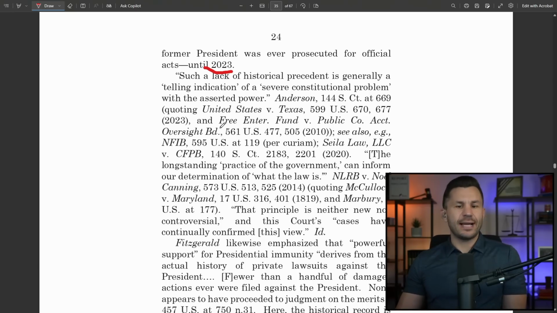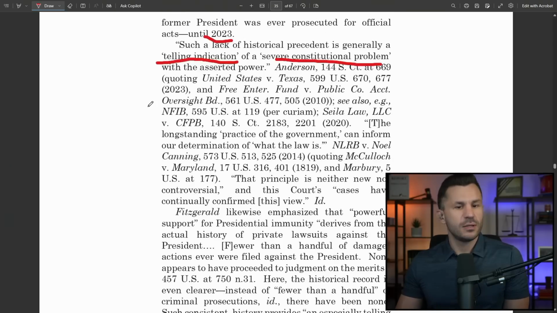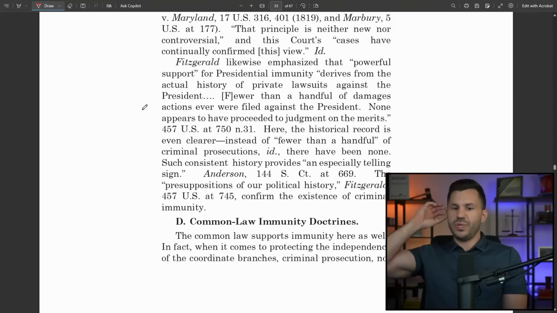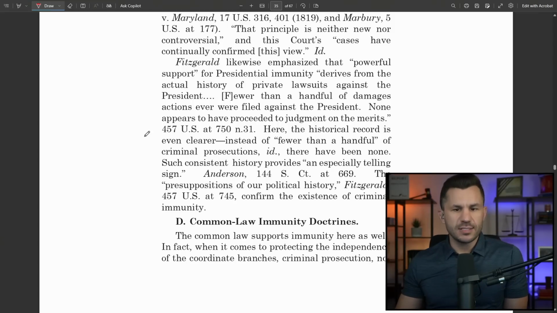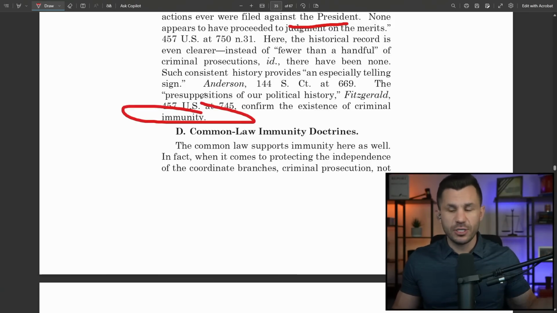Now, such a lack of historical precedent is generally a pretty telling indication of a severe constitutional problem with that new asserted power. A lot of smart people have come before Jack Smith. A lot of people have thought, can we take this person out? But no one's ever actually done it because our country is being commandeered. Fitzgerald also likewise emphasized that powerful support for immunity also derives from the actual history of private lawsuits against the president. Fewer than a handful of actions were ever filed against the president. Almost none have ever appeared to move forward on the merits. And if you look at this history, it confirms criminal immunity exists.